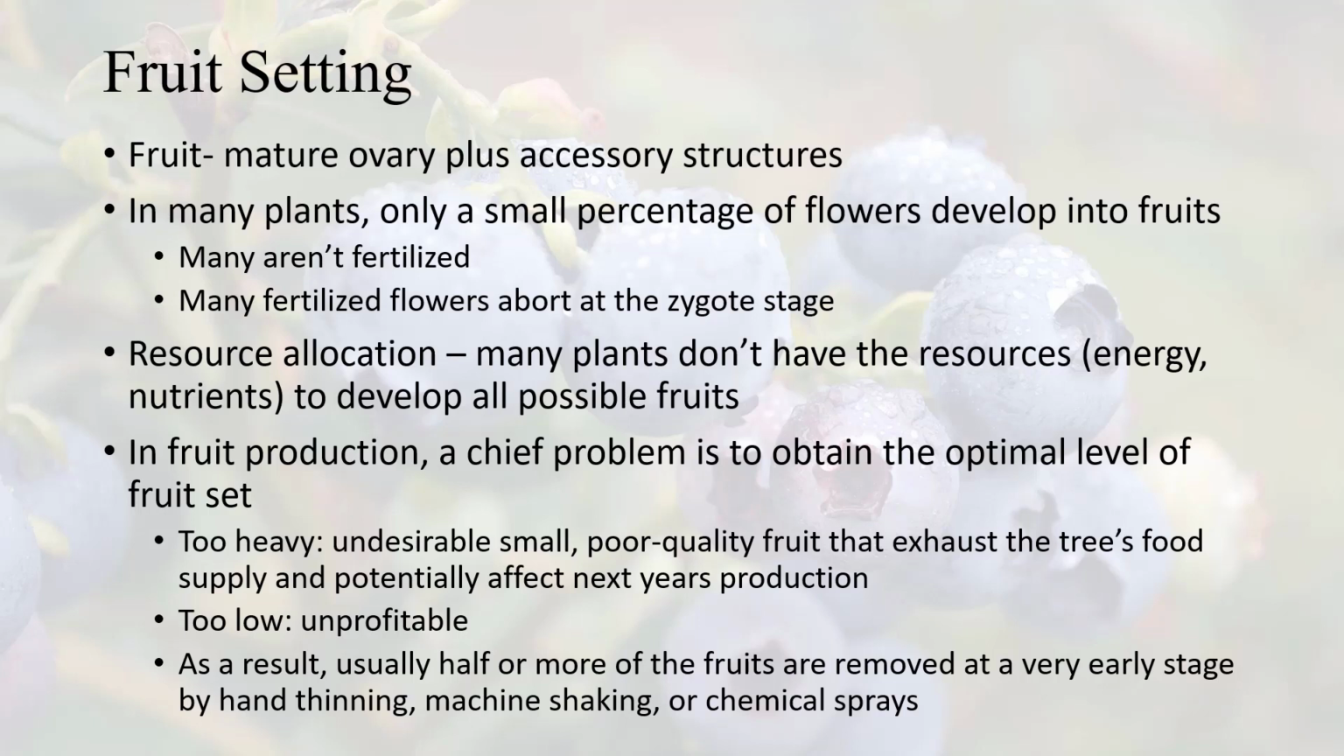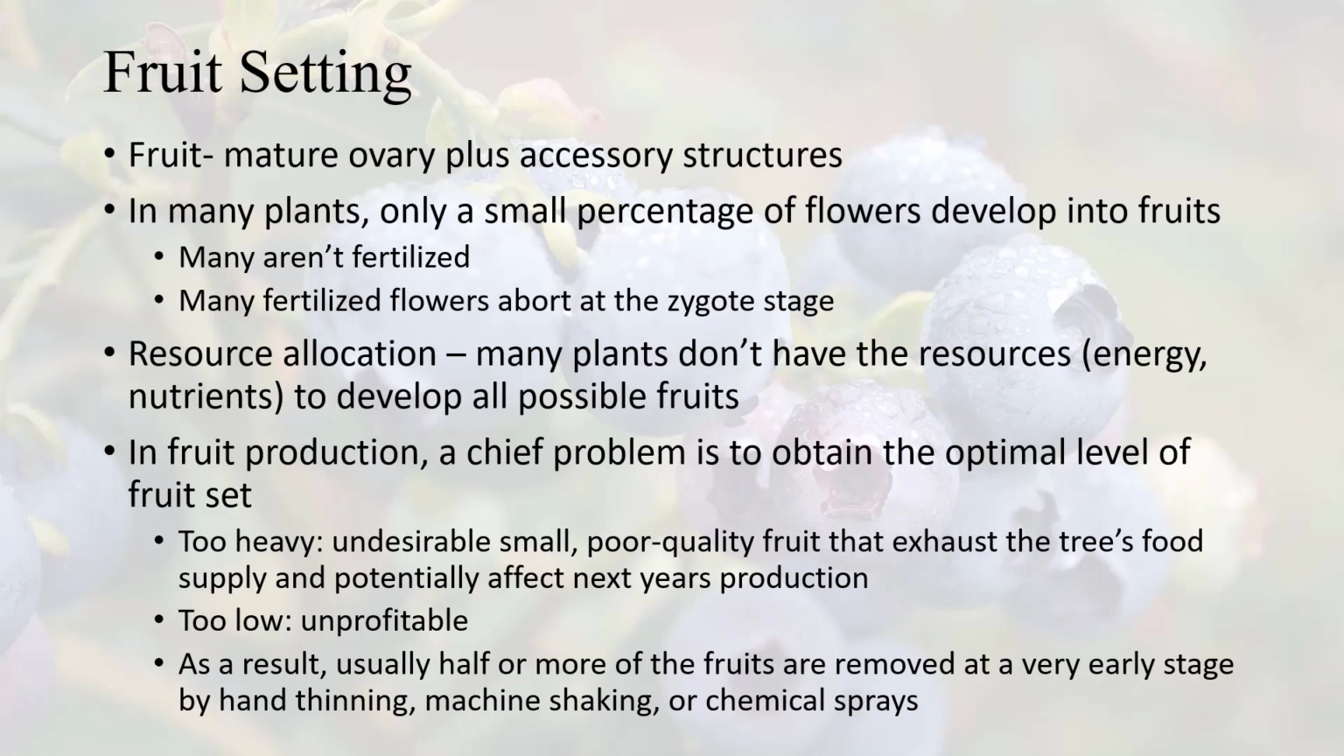Now, in many plants, only a small percentage of flowers are going to develop into fruits, and this is because many of your flowers don't get fertilized, right? And many of your fertilized flowers are aborted as well. Some of this has to do with resource allocation. Many plants don't have the resources in terms of energy or nutrients to develop all possible fruits. Thus, in fruit production, a chief problem is to obtain the optimal level of fruit set.